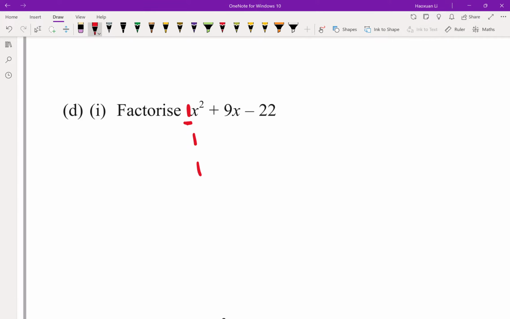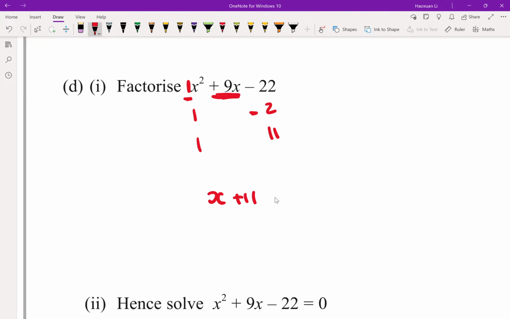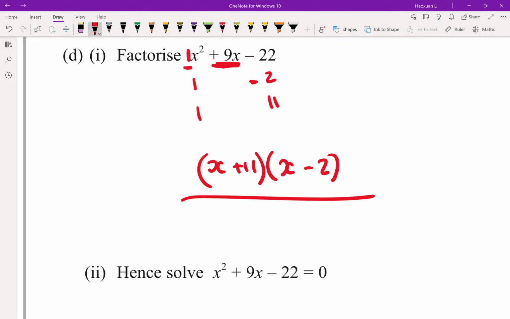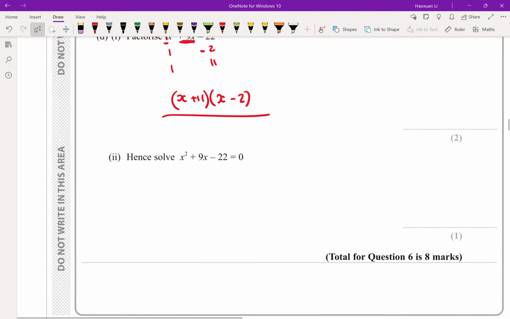So you have 2 and 11, so 2 and 11 here. Now, to make it plus 9, one of these has to be negative, because would you want plus 11 minus 2 to be 9, or a positive 2 minus 11 to be a positive 9? So definitely that should be minus 2 here. So it will be x plus 11 times x minus 2. Hence, solve x squared plus 9x minus 22 equal to 0.